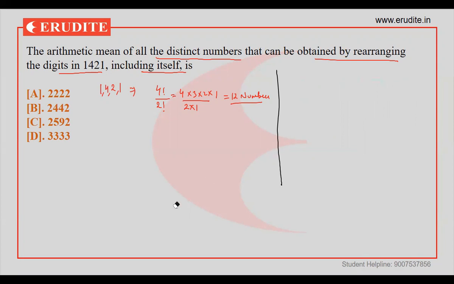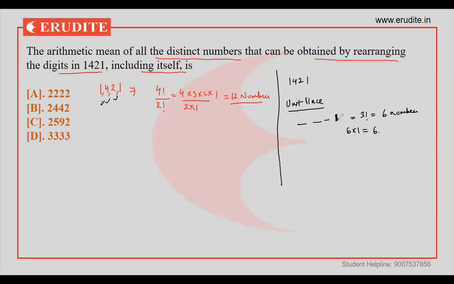So guys, my number is 1421. Now, if I talk about the unit place, let's say the last digit 1 is fixed. So we have 3 digits remaining, and these 3 digits are 1, 4, and 2. So these can be arranged in distinct numbers, 1, 4, 2. This can be arranged in 3 factorial ways. So 3 factorial means 6 numbers. All these 6 numbers are ending with 1. The sum of the unit place of these 6 numbers will be 6 into 1 is 6.